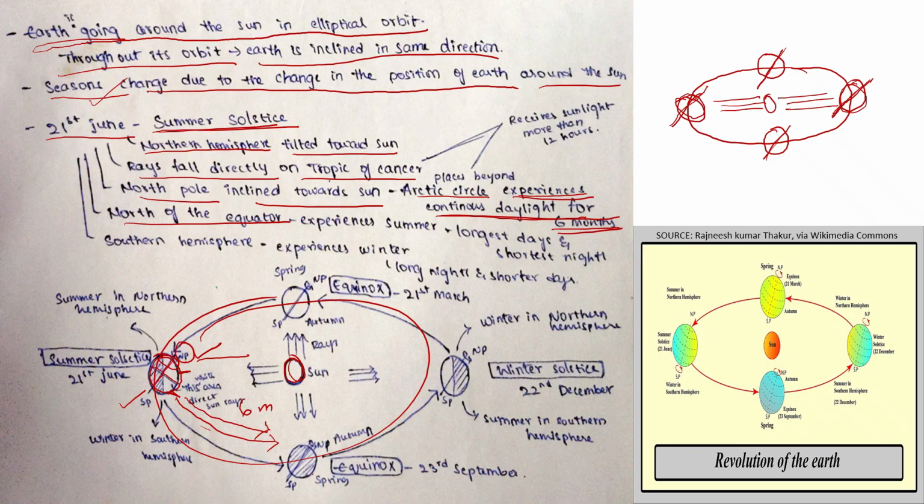And north of the equator experiences summer, longest days and shortest nights. So north of the equator, this is the equator and this is the north part. This part of the earth experiences the summer and will have longest days and shortest nights. And if we talk about the southern hemisphere, it experiences winter, which means long nights and shorter days. Now let's also discuss winter solstice and equinoxes.